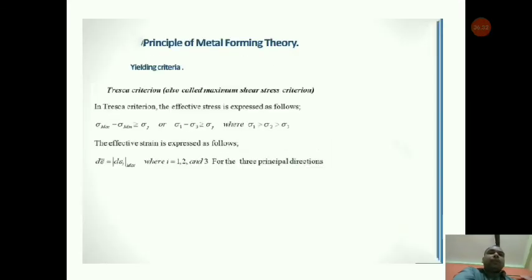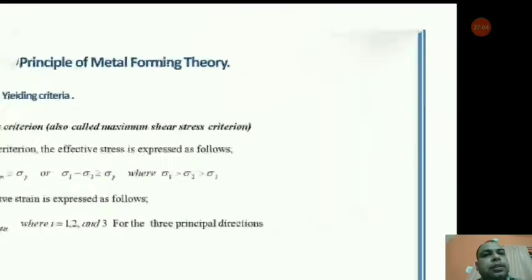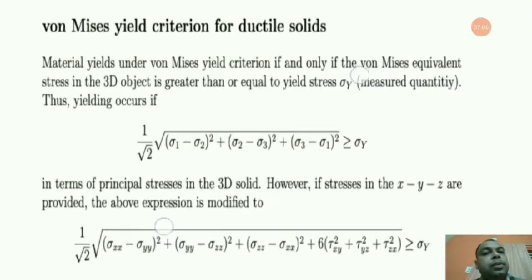So what we learned today is that in the principle of metal forming theory, the yielding criteria play a very important role for the safe keeping of the material you are going to hot work or cold work, or any metal forming process you are going to apply on that particular material. There are mainly two yielding criteria we have to keep in mind while working on the materials. That is the Tresca criterion, also known as the maximum shear stress criterion, and the second one is the von Mises criterion.